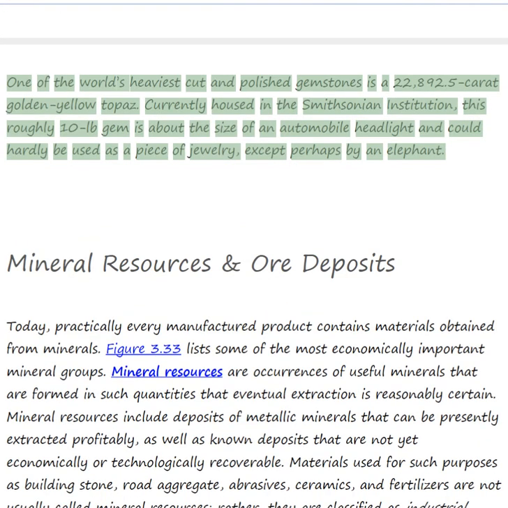Did you know? One of the world's heaviest cut and polished gemstones is a 22,892.5 carat golden yellow topaz. Currently housed in the Smithsonian Institution, this roughly 10-pound gem is about the size of an automobile headlight and could hardly be used as a piece of jewelry, except perhaps by an elephant.